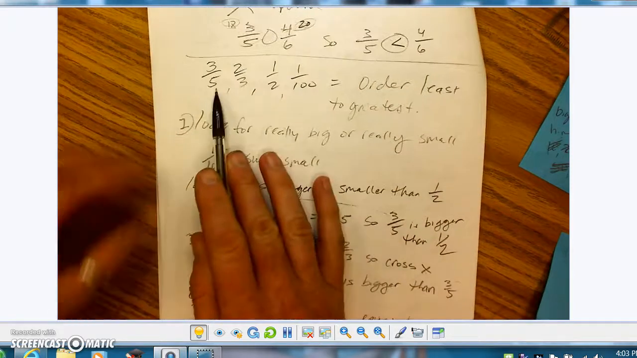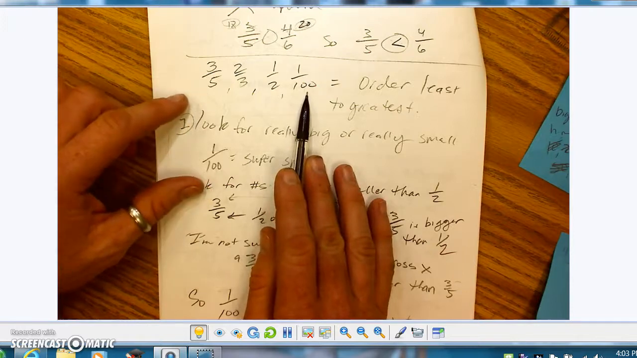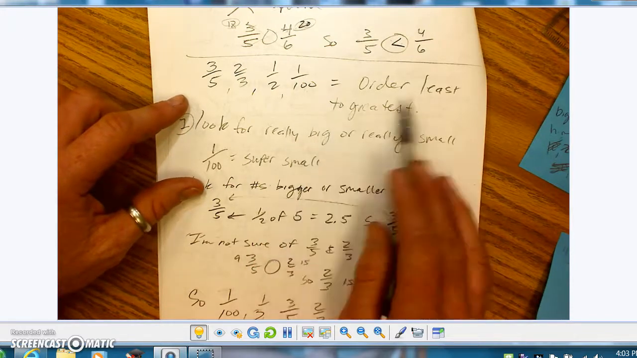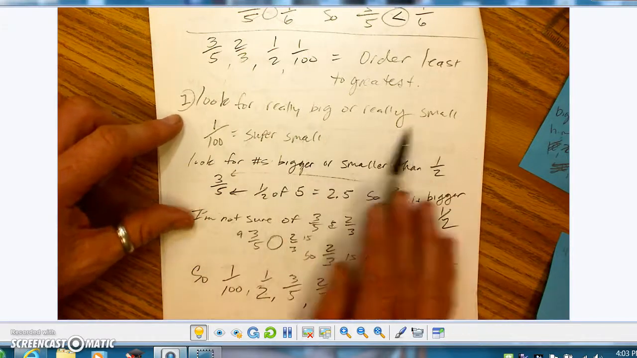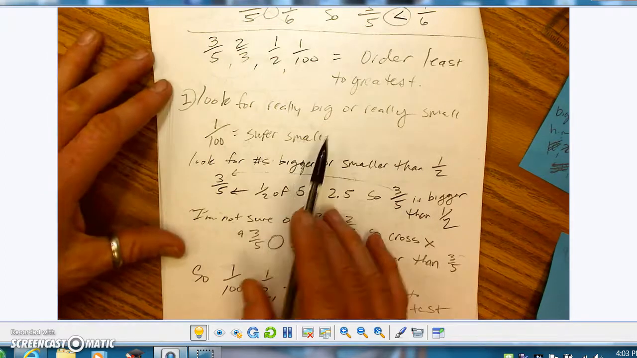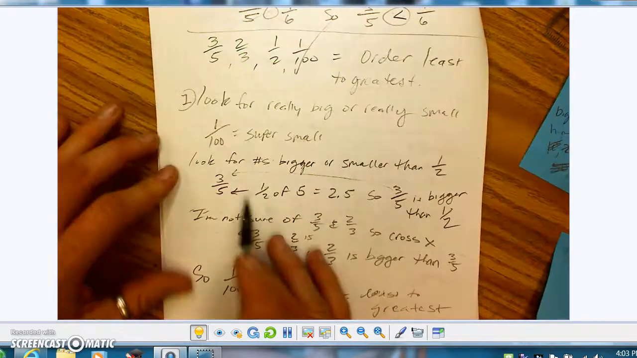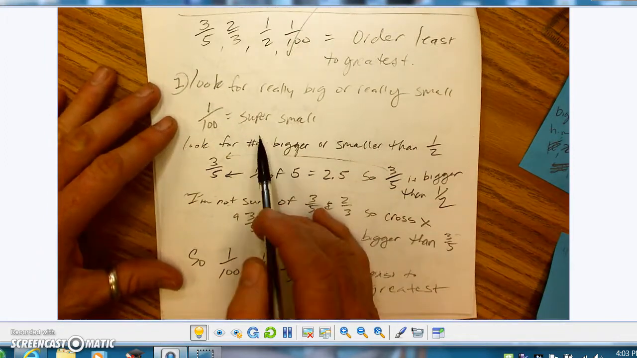Okay, so what if they give you a whole bunch of these, like 3/5, 2/3, 1/2, 1, and 1 over 100, and they said, order it from least to greatest. I said, first thing, look for a really big or really small number. And I said 1 over 100 is super small. So that guy's done. Check him off the list. Okay, so I know he's going to be super small. He's going to be at the beginning.